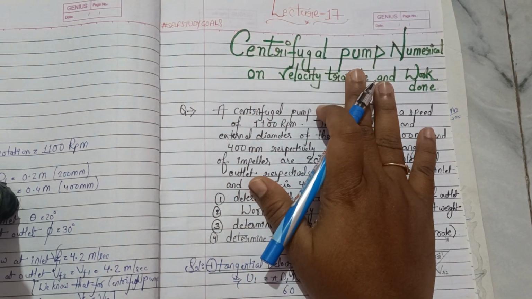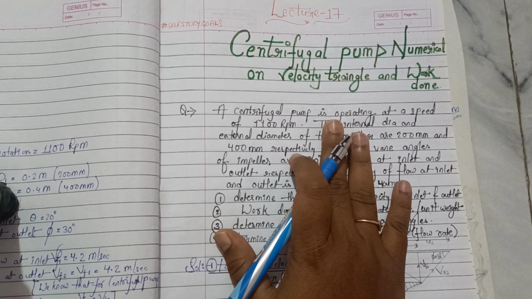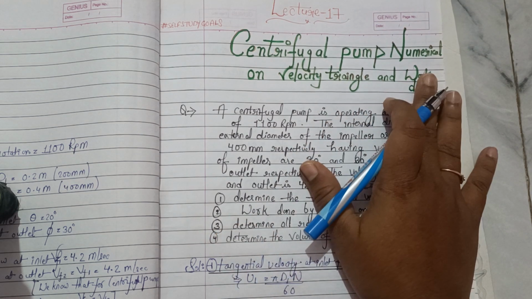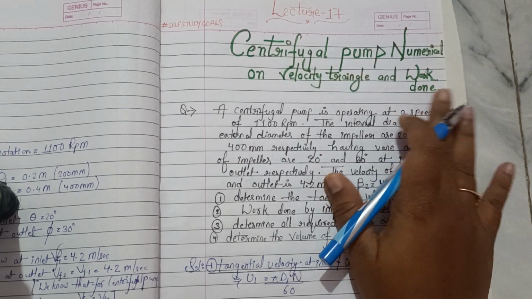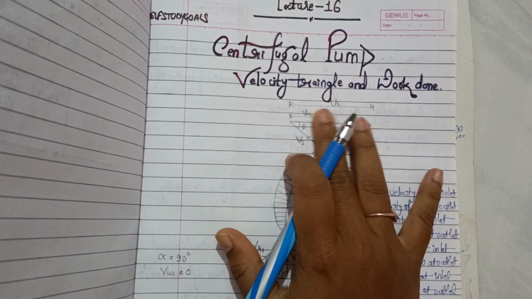This is lecture 17 of a hydraulic turbine and pump playlist, and in this we are going to see the centrifugal pump numerical on velocity triangle and work done. In the previous lecture 16, we have already covered the centrifugal pump, velocity triangle and work done.